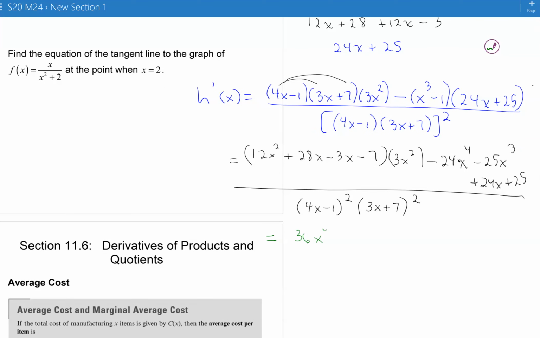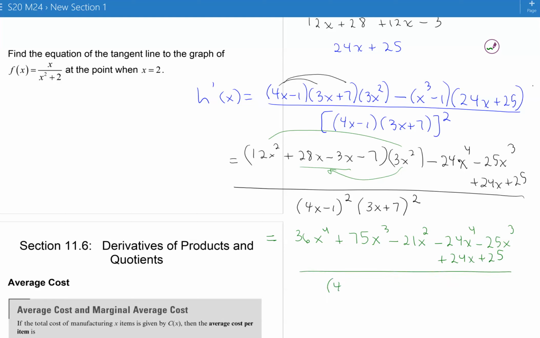So let's see, I've got 36x to the 4th when I distribute the 3x squared. Then I have 25x's, and I'm going to distribute the 3x squared. So that's plus 75x cubed minus 21x squared minus 24x to the fourth minus 25x cubed plus 24x plus 25 all over my denominator.